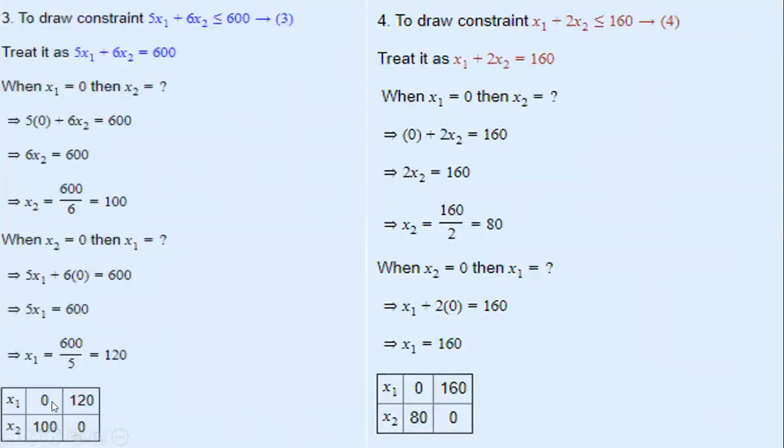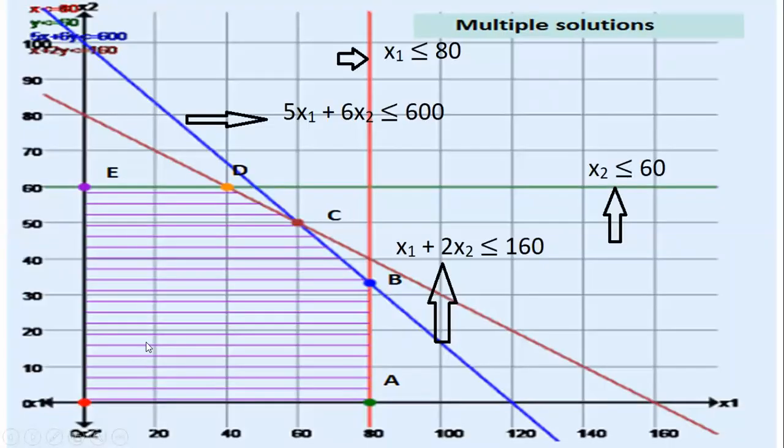You have got the coordinates 0, 100 and 120, 0. So here 0, 120 and 0, 100. These are the 2 points. Join these using a straight line. So this blue color line represents the constraint 5x1 plus 6x2 lesser than or equal to 600.